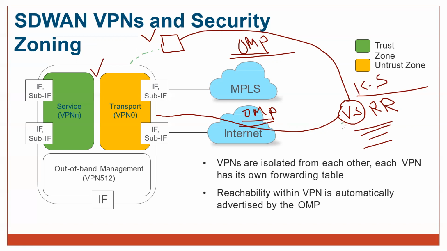Hey vSmart, you are my parent. Tell me with how many devices I have to form an IPsec tunnel. Give me that reachability, give me that information. So vSmart first of all will give you routing information on how to reach this device. Now you can reach this device, but you still need some sort of key. So then again you will ask vSmart, can you give me the key? I want to form an IPsec tunnel.